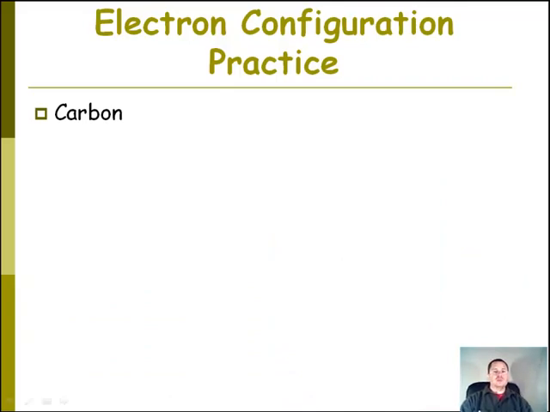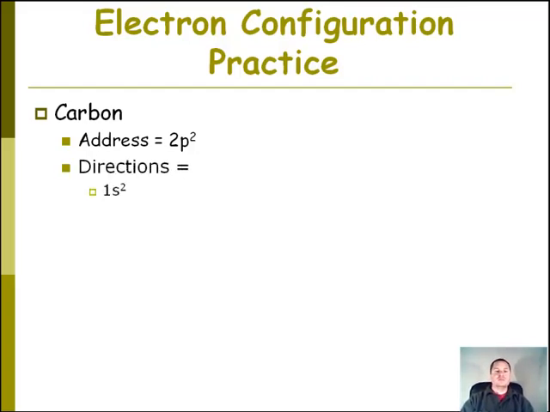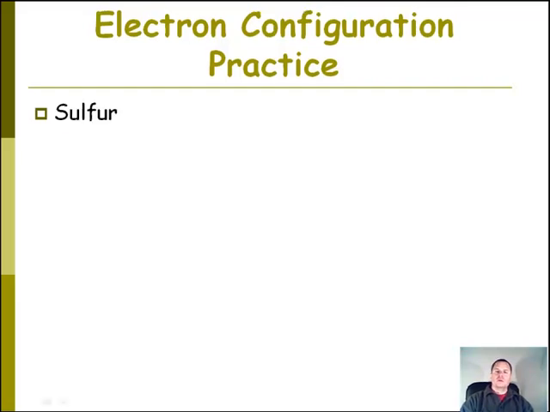So we said our final address for carbon is 2p2. To write the complete address and directions, we start at the beginning. So it's 1s2 for our first row, 2s2, and then 2p2, which got us to carbon right here. Pretty simple. Let's try another one, a little harder one.